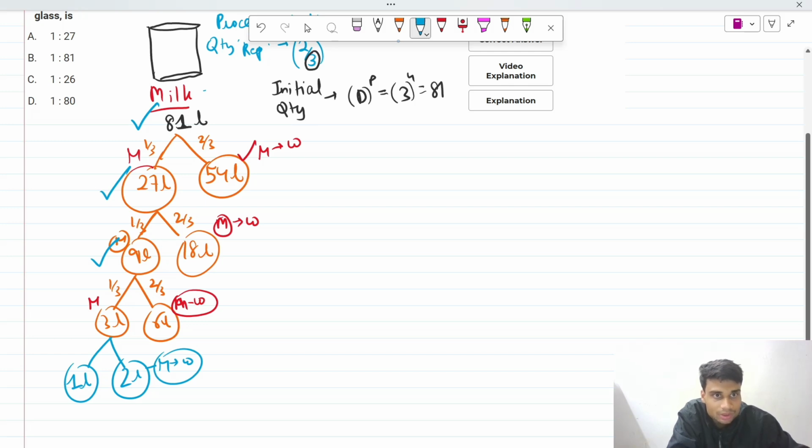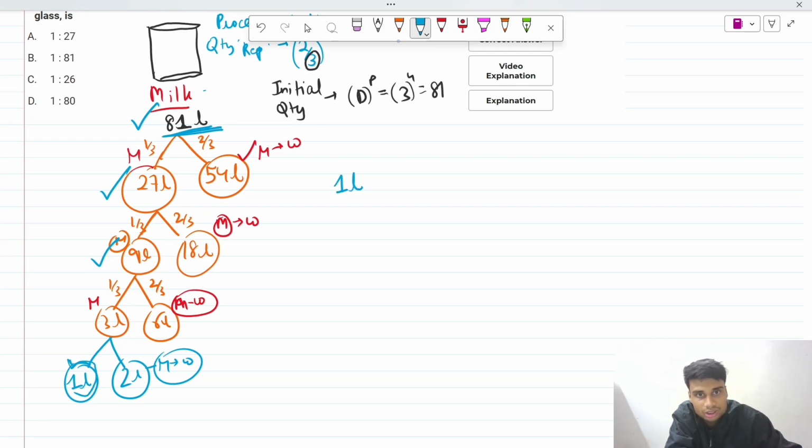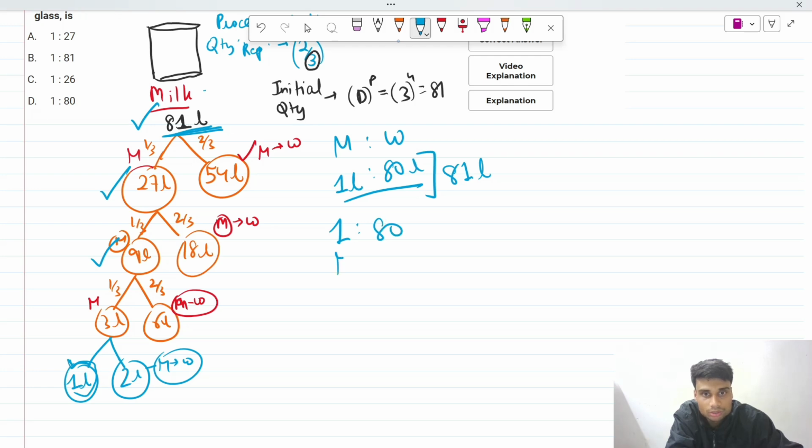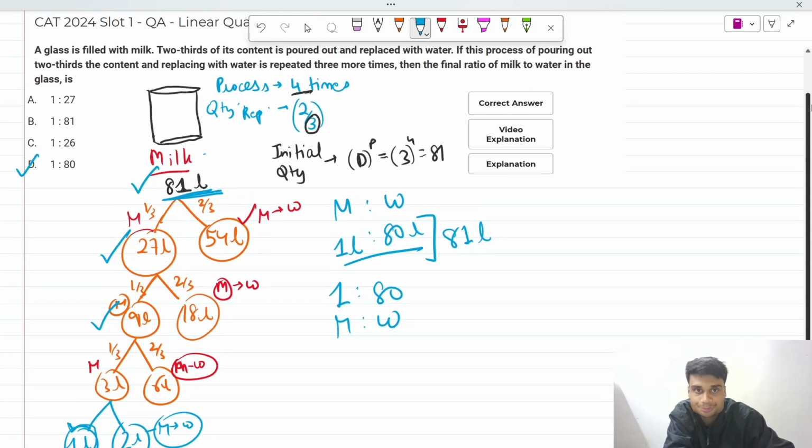So that means if we started the process from 81 liters of milk, in the last step the remaining milk is 1 liter. If the total content of the glass is 81 liters, and the remaining milk is 1 liter, that means the remaining water is 80 liters. That means the ratio of milk to water is nothing but 1 is to 80. So the correct answer for this question is option number D.